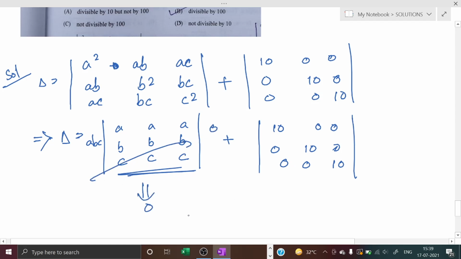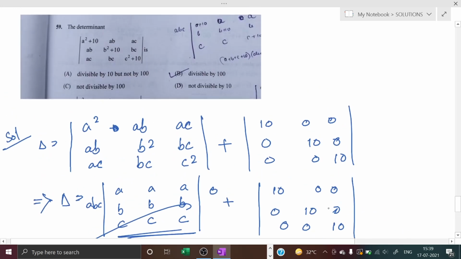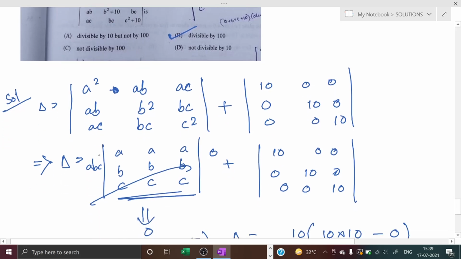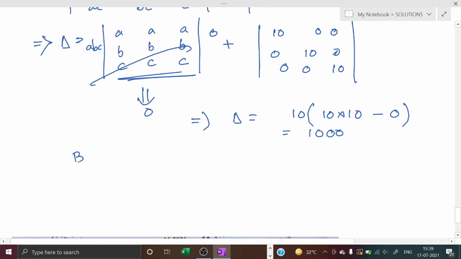So you have only this one. So you have the determinant equal to 10 into 10 into 10 minus 0. So that is 1000. Right. So this is divisible by 100. Okay. All the other options are wrong. So option B is the correct answer.